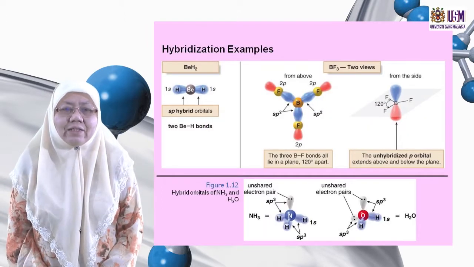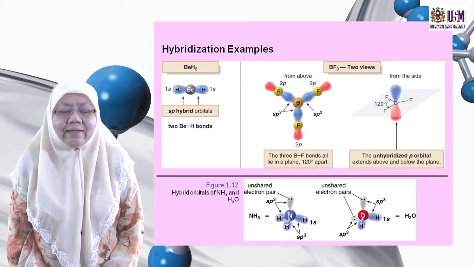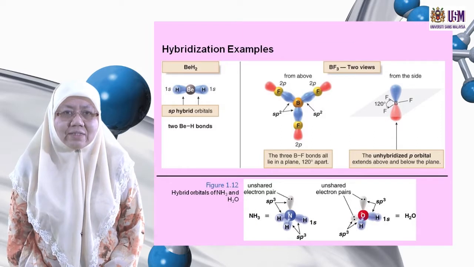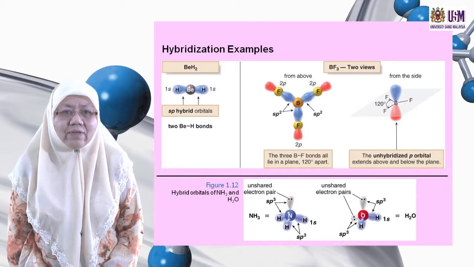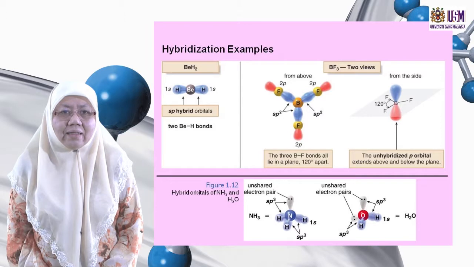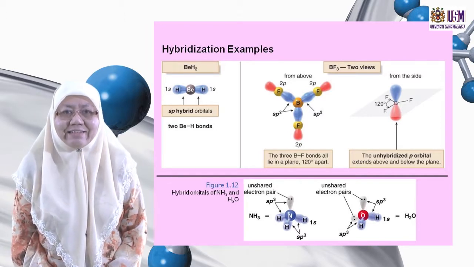This following slide shows examples of sp, sp2 and sp3 molecules. For sp molecules, we use beryllium hydride. In this case, beryllium is sp hybridized, and the bond that is formed between beryllium and hydrogen is an overlap of the sp orbital with the 1s orbital. And the hydrogen-beryllium-hydrogen bond angle is 180 degrees.